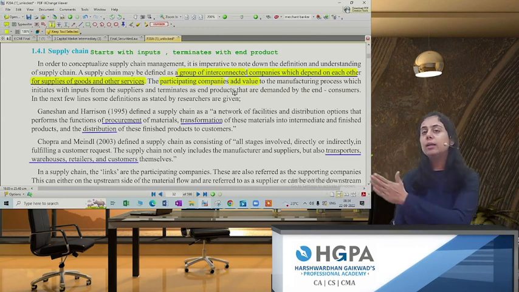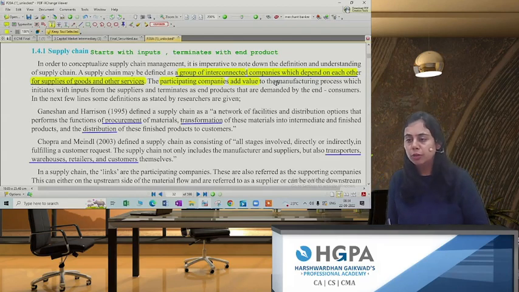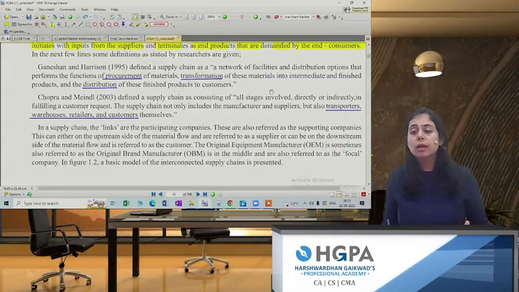Thus, all the companies, whether it's the making of intermediate product or making of final product, add value to the manufacturing process, which initiates with inputs from the supplier and terminates as an end product that is demanded by the end consumer. Always remember, a supply chain will start with the supplier and the concept will end with the consumer.